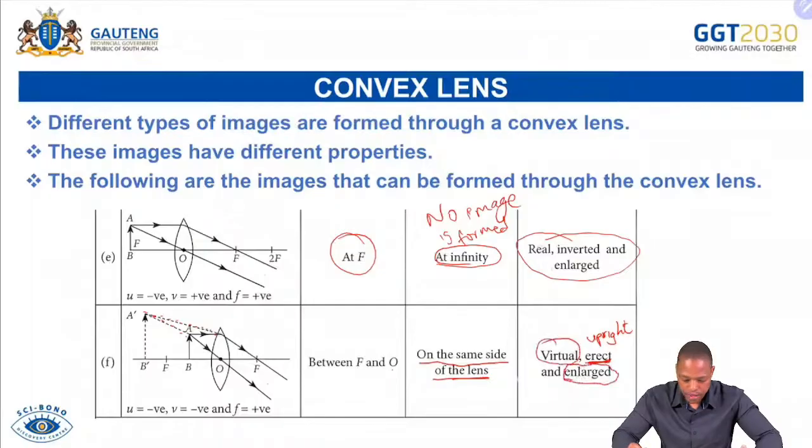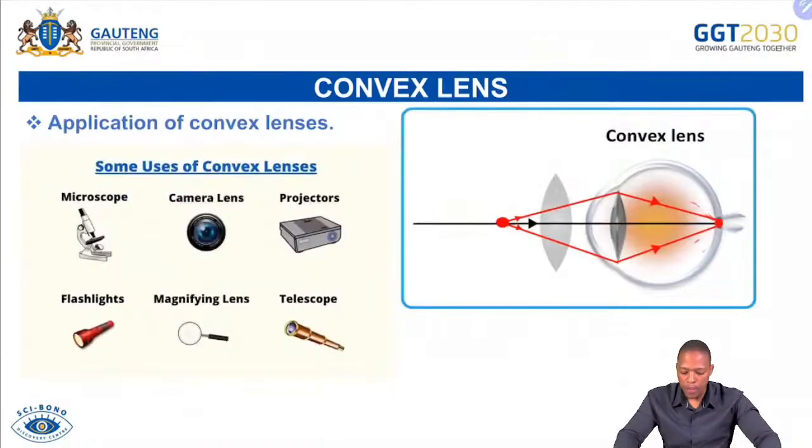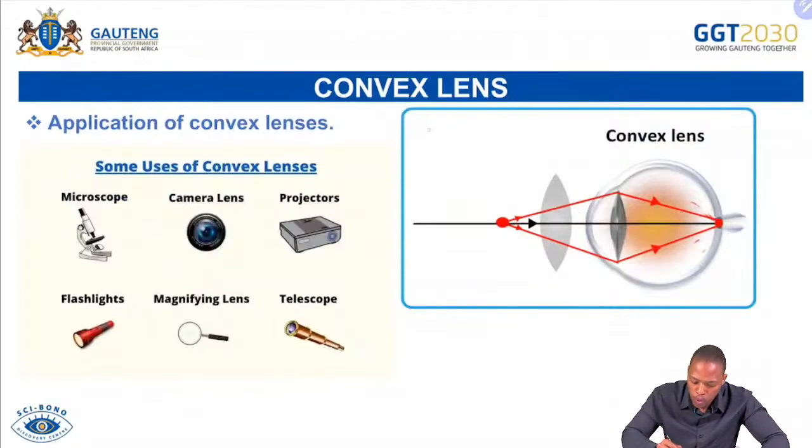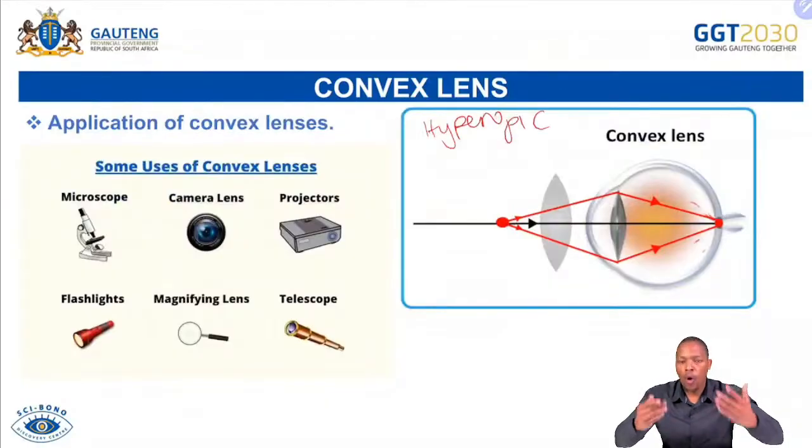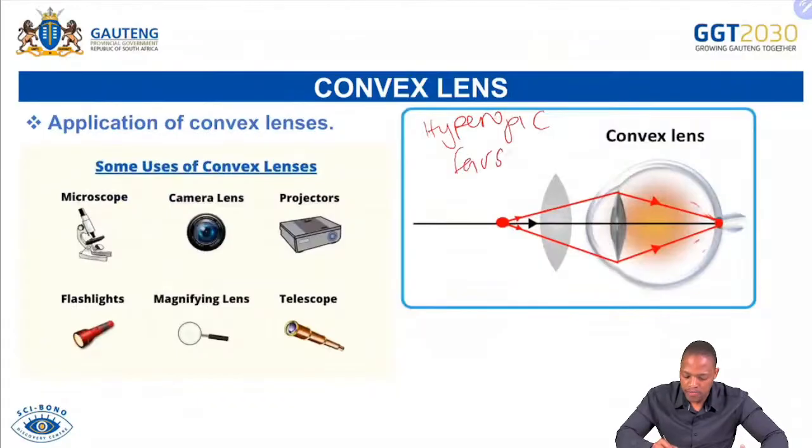Okay, right. Okay, so some uses of a convex lens. These are some uses that you can look at: microscope, a camera lens, a projector, a flashlight, and a magnifying glass, and so on and so forth. But the most important for me is this one here. It is used by people who wear eyeglasses and people that we say are what? Are hyperopic, or far-sighted.